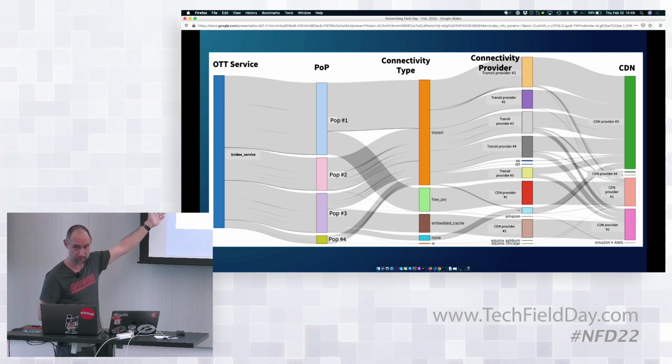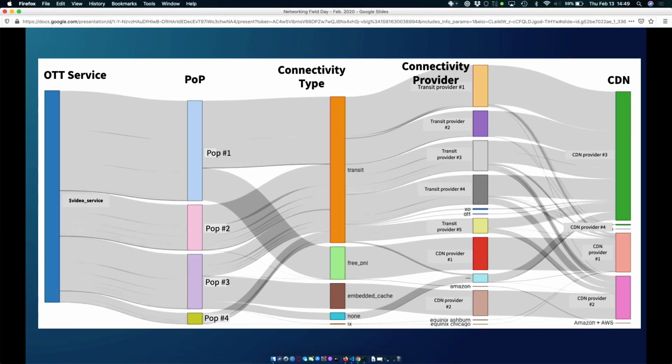There's this video service provider that comes to me through several POPs, through a variety of connectivity types, through a variety of connectivity providers, through a variety of CDNs. And you need to be able to have that very clear picture in mind if you're going to support an efficient hotline, or if you're going to track and monitor performance and cost towards your users. Because bear in mind, every transit, free PNI, embedded cache, IX is a different price. It comes with a different performance too.